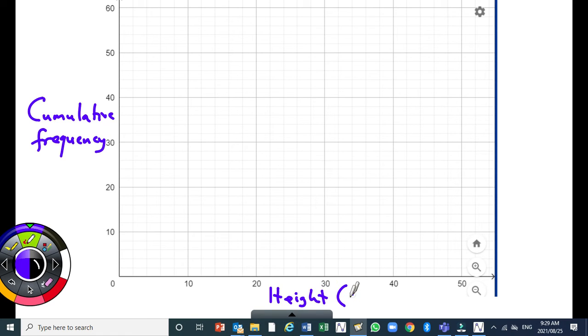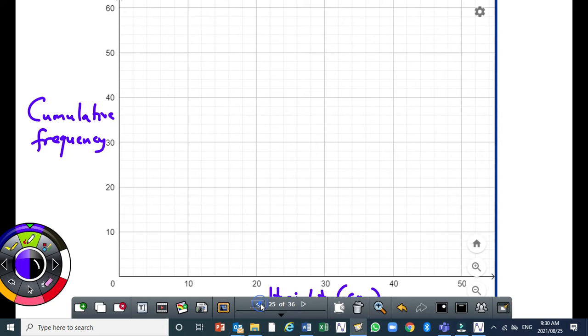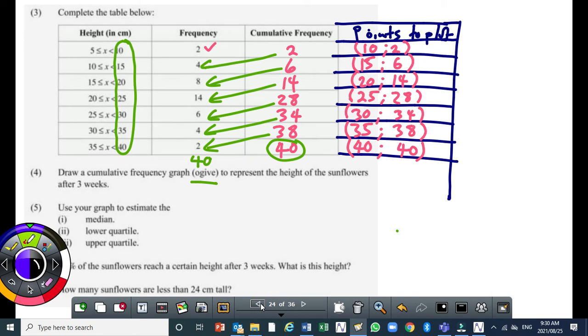And it's going to be in centimeters. Right? Are you following that? Right? So we have got our height there in centimeters. Then the next thing I need to plot is when we copy those values down.